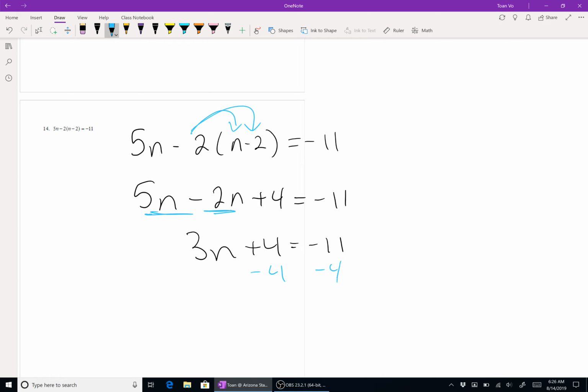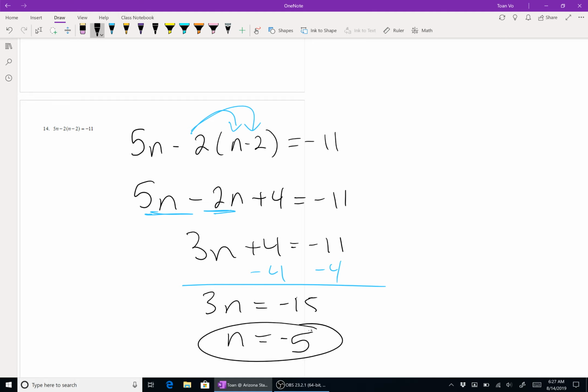Subtract the 4. 3n equals -15. Divide by the 3, and you get n equals -5.